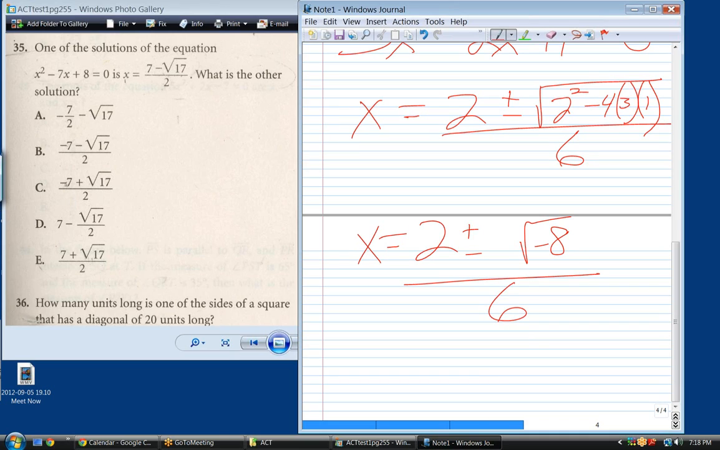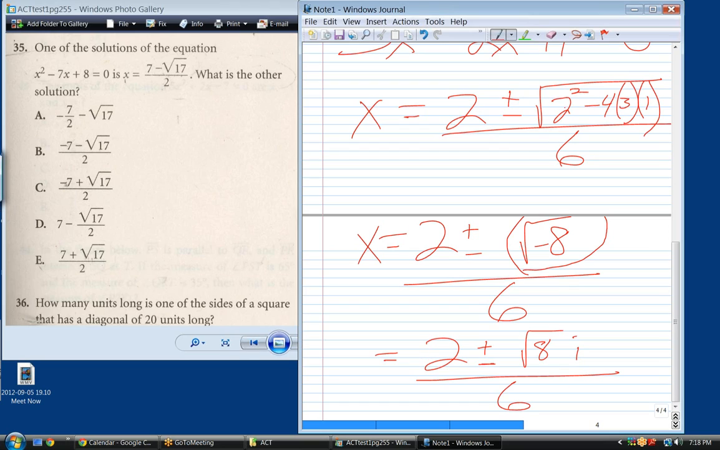So the fact that this is the square root of a negative 8 means that this particular problem that I just gave you only has imaginary solutions, because we're taking the square root of a negative number. So this would be 2 plus or minus the square root of 8i, because i is the square root of negative 1, all over 6.